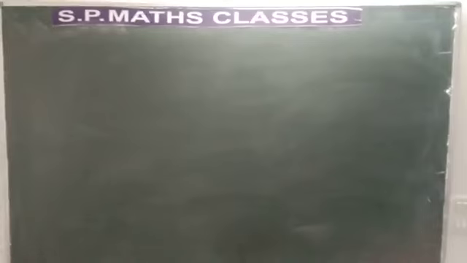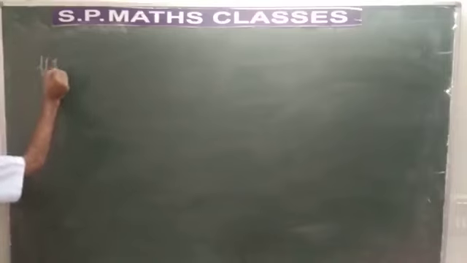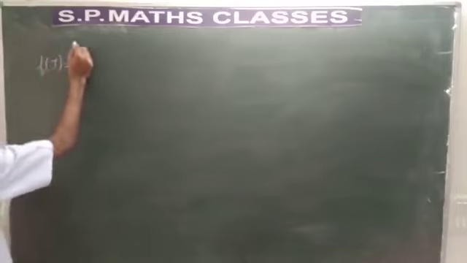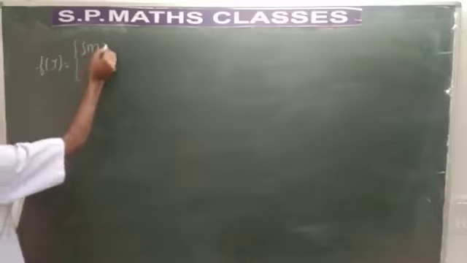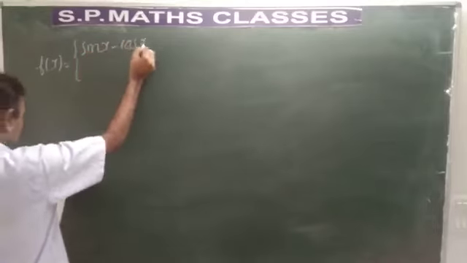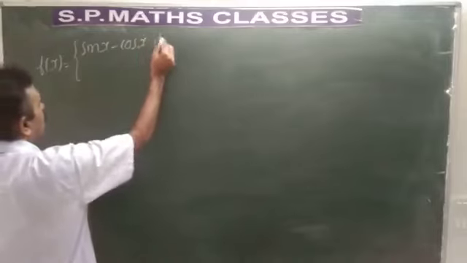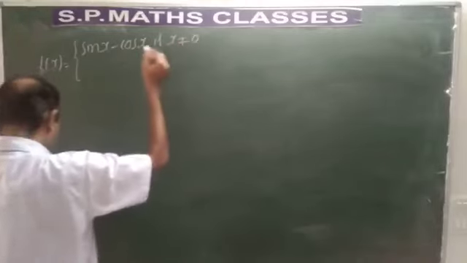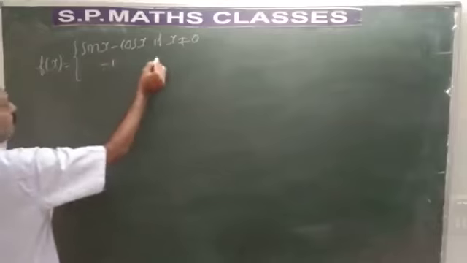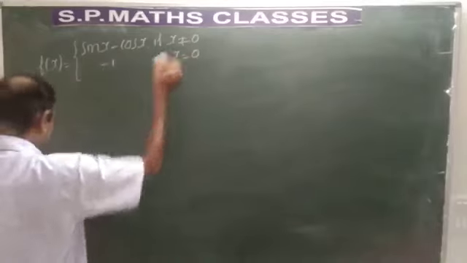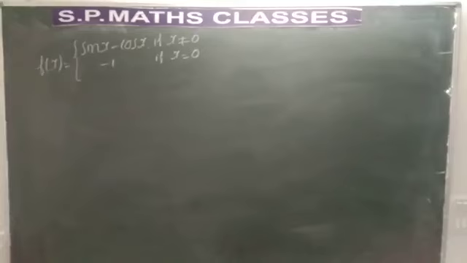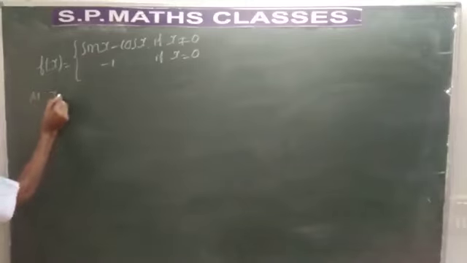It is given, examine the continuity of the function f of x is equal to sin x minus cos x if x is not equal to 0 and minus 1 if x is equal to 0, and we have to check for continuity at x is equal to 0.